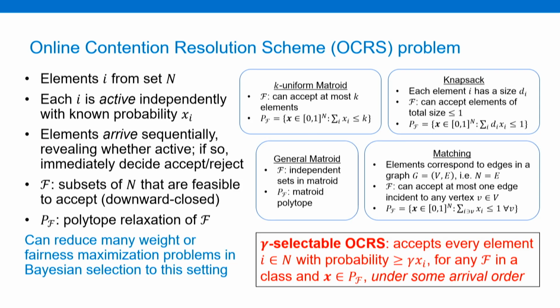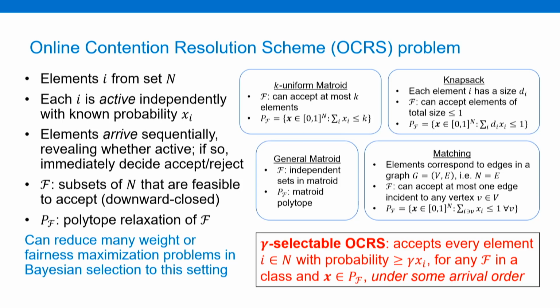So what is a contention resolution scheme? Generally, a gamma selectable OCRS is an algorithm that can accept every element i with probability at least gamma x_i for any F in some class, where the class is one of these, and any vector x that's feasible in the polytope. So you can think about x as being chosen by an adversary. If you can satisfy this for any x and any F in some class, then you call this a gamma selectable OCRS. In general, the OCRS will also depend on the arrival order. So if you have to visit the cities in the same order every day, that's the hardest to maintain this type of fairness. If you can visit the cities in a random order, then it's easier.